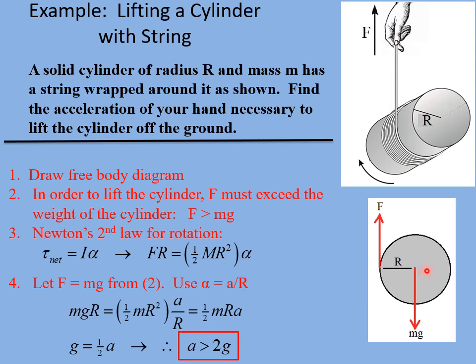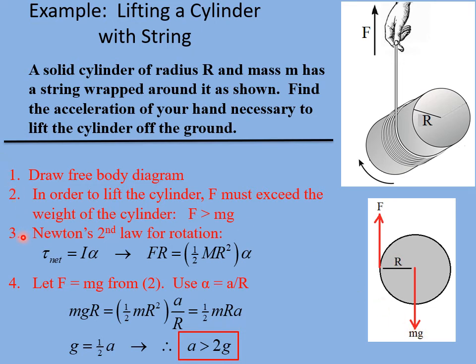And then the weight of the cylinder, remember, is going to act at the center of gravity, which is going to be right in the middle, right in the center of this soup can. So I've got the mg force acting down here. Now, in order to lift the cylinder, the force F must exceed the weight of the cylinder. So we have to have F greater than mg.